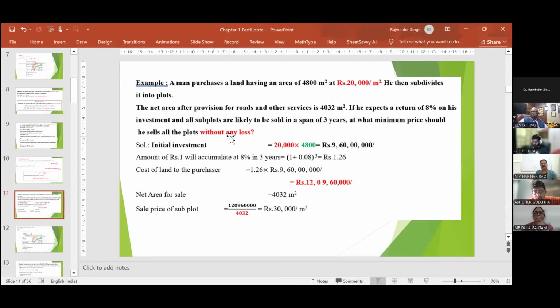It is a simple logical question asked by an investor to a valuer: I want to invest this amount, I want to purchase this land at this rate, and after deducting the development area, I will be able to sell all the plots in 3 years. What will I ask for per plot or per square meter? What will be my selling price? Is it clear to everyone? The question is clear to everyone.